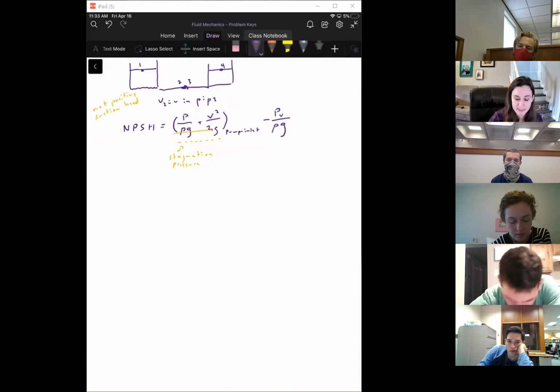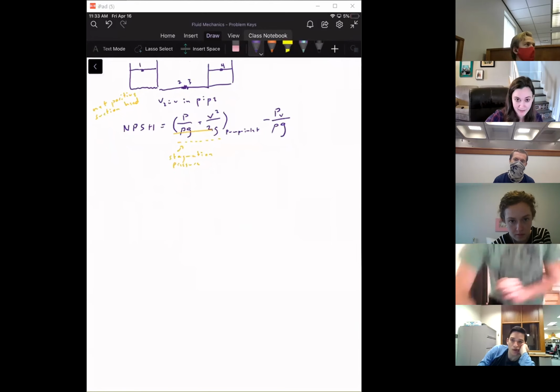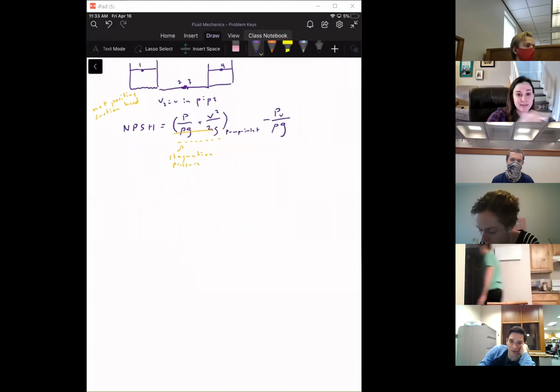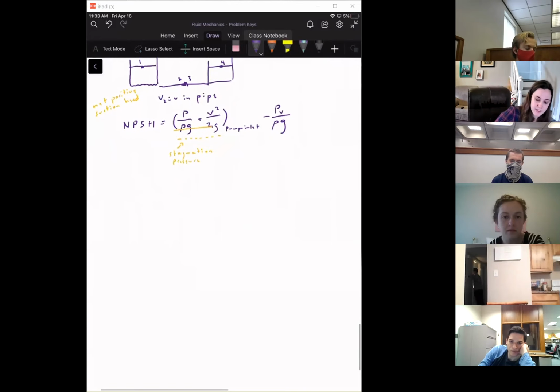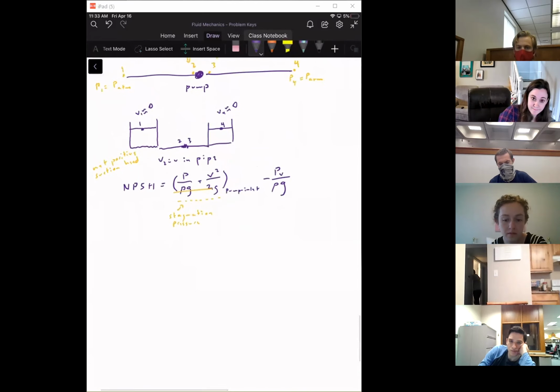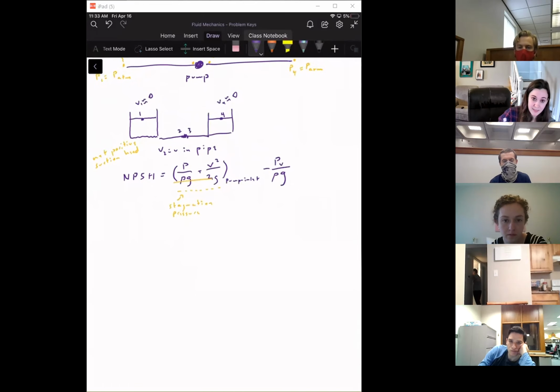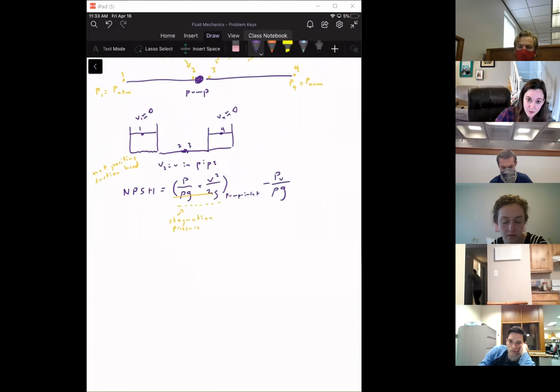So this is the difference between the vapor pressure, which would cause cavitation, and the pressure we have going into the pump, because inside the pump it's going to drop some and that would cause cavitation. And a lot of times we don't want to have to do a mechanical energy balance between point 1 and point 2 to figure out what P and V going into the pump are.